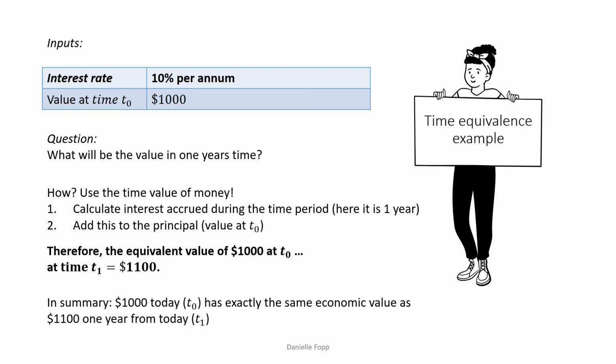Therefore, the equivalent value of $1,000 at t0, which is today, at time t1, which is in a year's time, is $1,100. So what does that mean for us? Well, $1,000 today has exactly the same economic value in this scenario as $1,100 1 year from today.